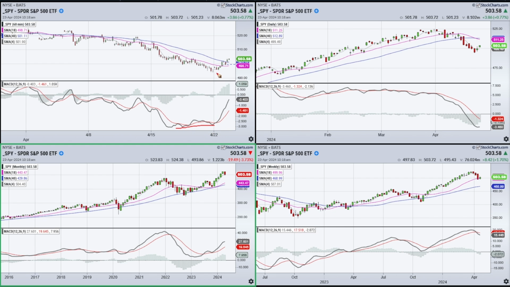We did get divergence. You could potentially be trying to play this for a rally back to the 18 on this time frame, and this to pinch in towards the signal line, which is now to the downside. All right, so you could be playing a counter trend trade, but only off of the hourly right now into the daily resistance.